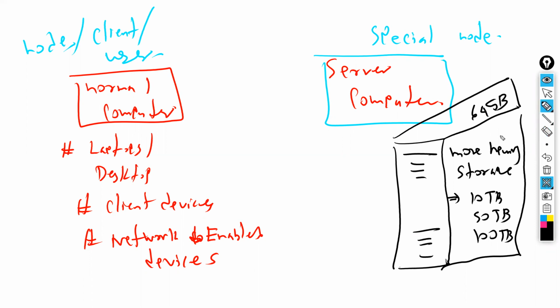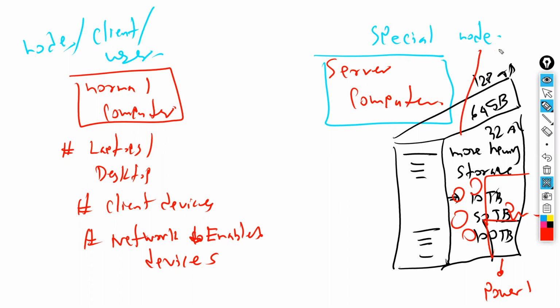32 GB RAM, 128 GB RAM. More memory capacity, more storage capacity. Sometimes these server computers have two power supplies. In the back of the computer, you have two power supplies. A normal computer has only one power supply. So the configuration is also different: you have more processing, multiple processors, not only a single processor. We have many CPUs.